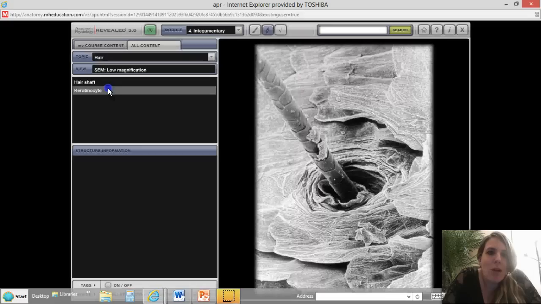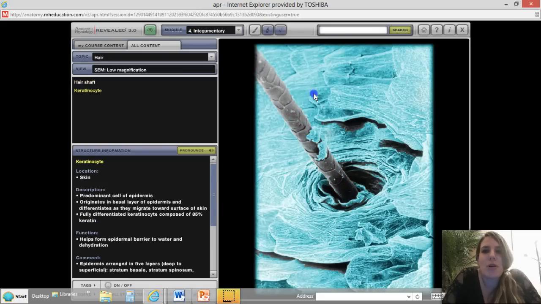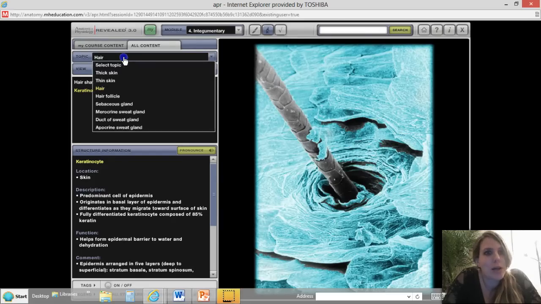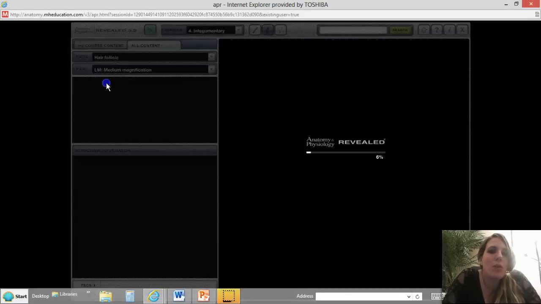Let's look at some hair up close. There's your electron microscope image, so there's your hair shaft, and these are all keratinocytes right there. So it's a scanning electron microscope, SEM. Low magnification for a scanning electron microscope, but still pretty high.